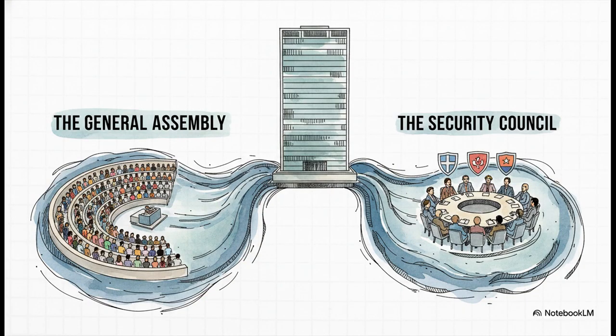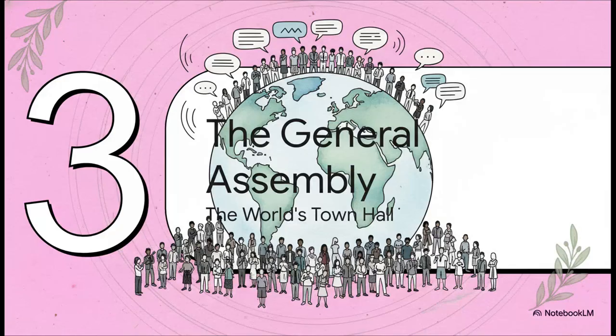Now, to pull all this off, the UN has a bunch of different parts, but at its heart, there are two main power centers that you've definitely heard of: the absolutely massive General Assembly and the much smaller, much more powerful Security Council. So let's start with the General Assembly. Honestly, the best way to picture it is as a massive, global town hall meeting. It's the main place where every single nation gets to have its say.